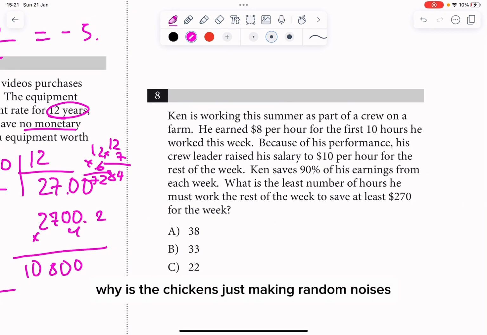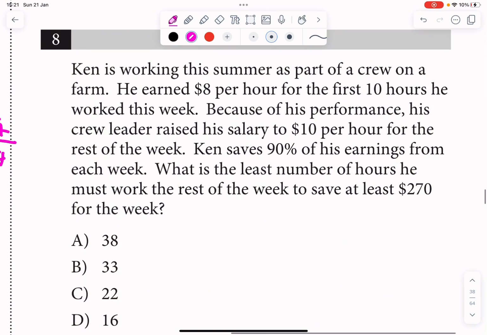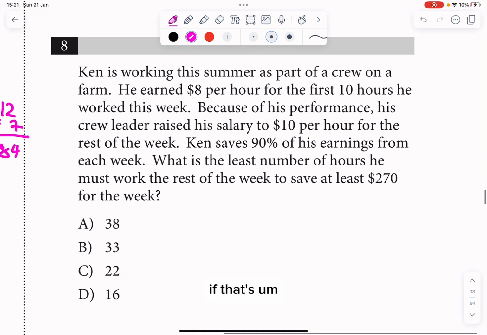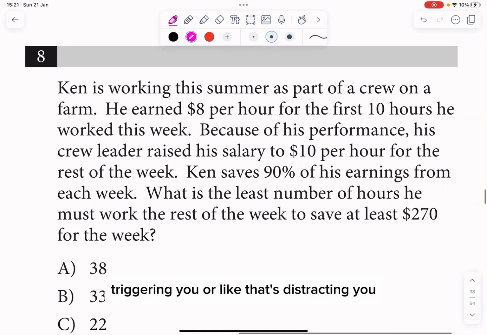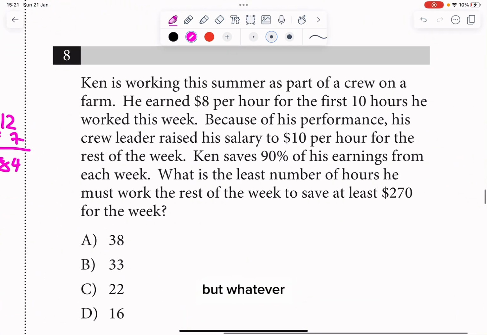Okay, so why are the chickens just making random noises? It's not even the morning. I'm so sorry for that. If that's triggering you or distracting you, then I don't know. I don't really know why, but whatever.